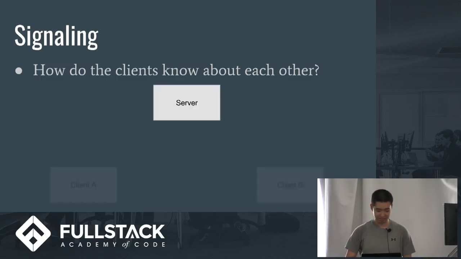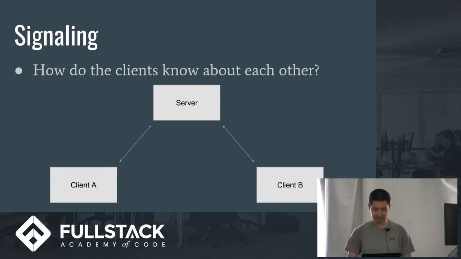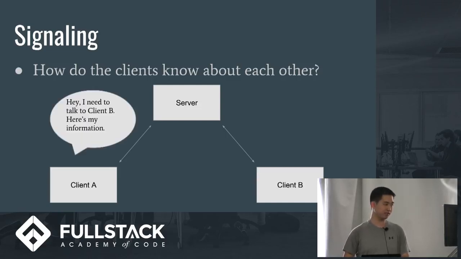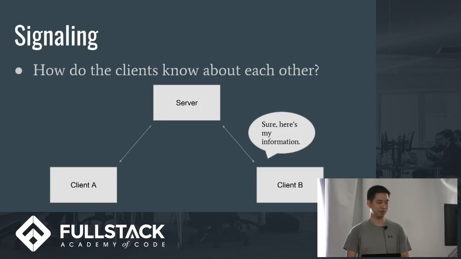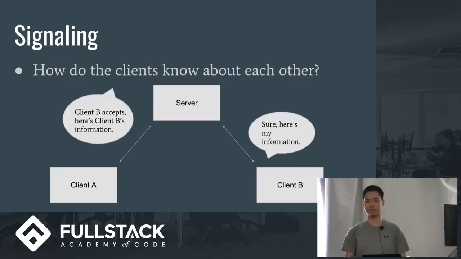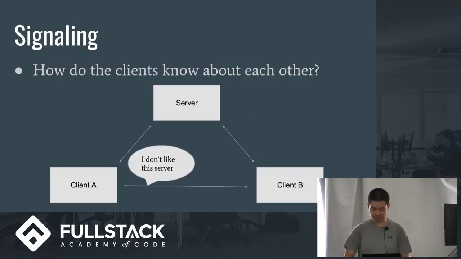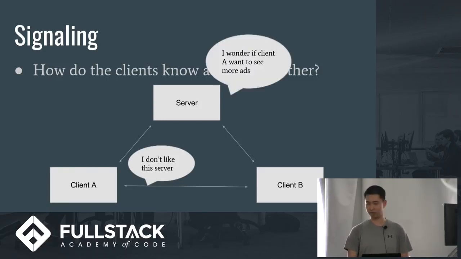So let me give you guys an example. This is a server and its clients. So client A would signal to the server and say something along the lines of, hey, I need to talk to client B. Here's my information. The server will then take that to client B and say, hey, client A wants to talk to you. Do you accept? And client B says, sure, here's my information. The server then takes that back to client A and says, OK, this is client B's information. It accepted the connection. And it starts the connection between the two clients. And with this connection, client A can now directly talk to client B, and the server will know nothing about it.